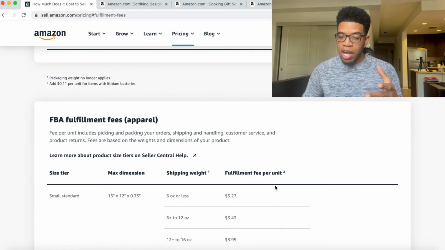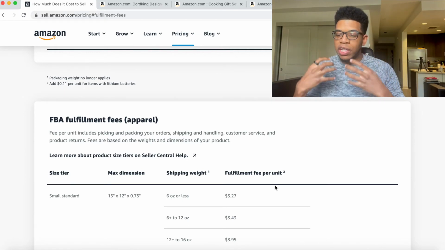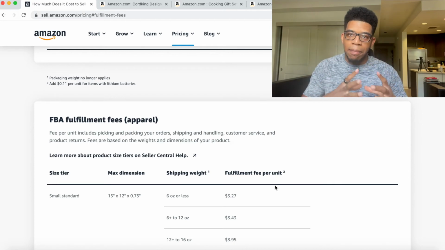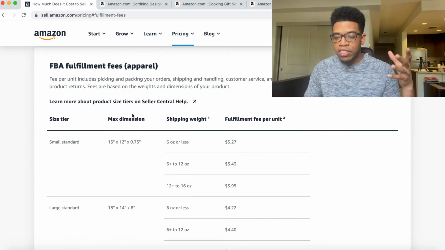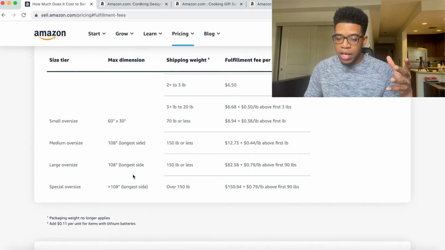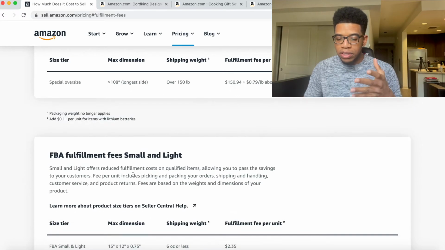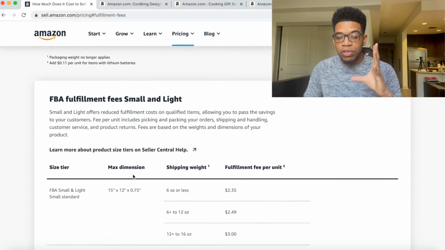Now, if we scroll further down, we have specific clothing or apparel, which you may or may not want to sell. Me personally, I don't like to sell it because there's lots of different sizes that may not get purchased. But once again, if you're selling apparel, you will have a separate list, and you can come to this at any time and simply get an idea of how much you're going to be charged for selling clothing.